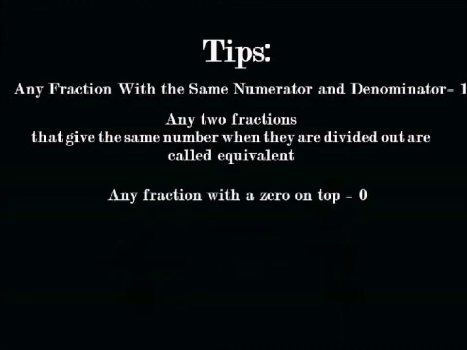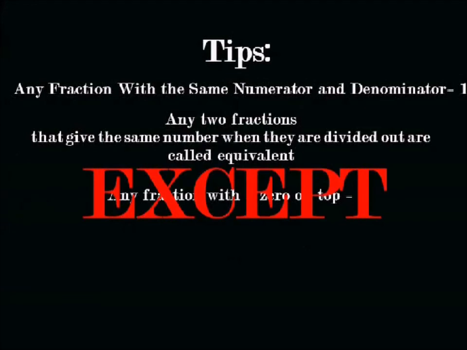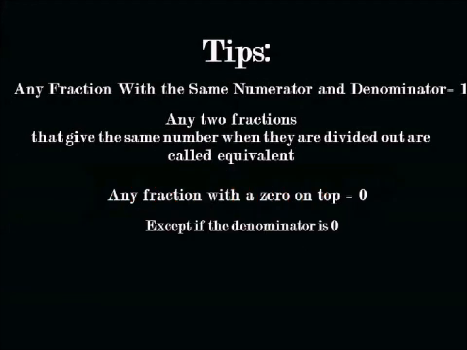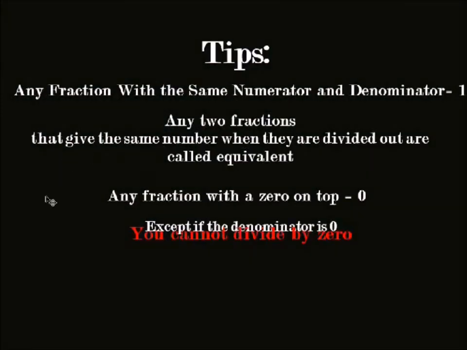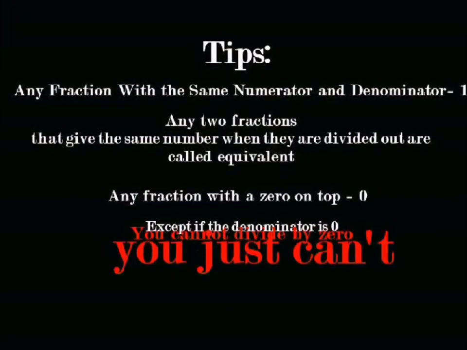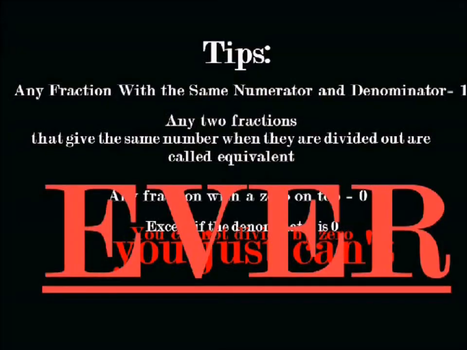Any fraction with a 0 on top is going to be equal to 0. The only exception to this rule is if the denominator, or the bottom number, is 0. If you have a 0 on the bottom, that fraction does not exist. Because you cannot divide by 0. You just can't. Ever.